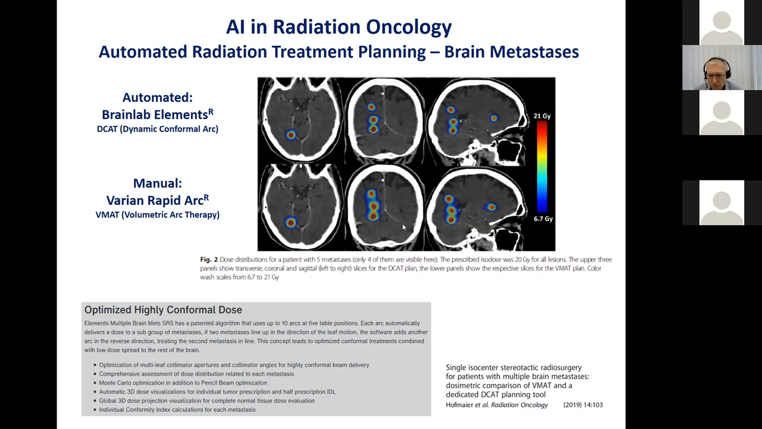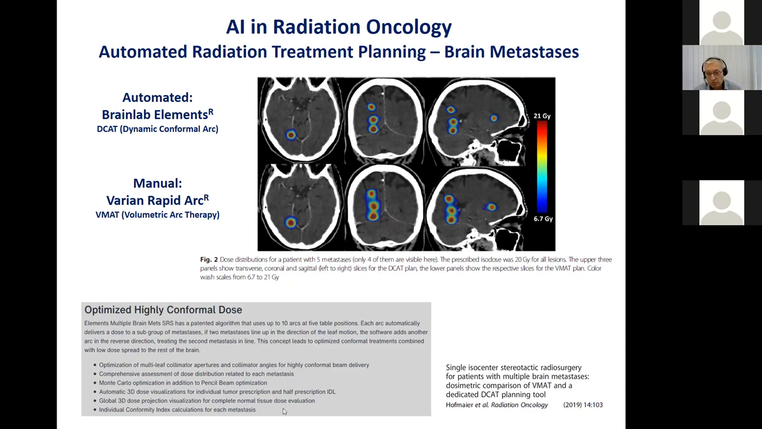This is an example from a publication, and you can see this is the manual treatment plan, and this is the automatic treatment plan, and it's almost as good or maybe even a little bit better than the manual treatment plan. And if you go to the website, you can see what this algorithm does.